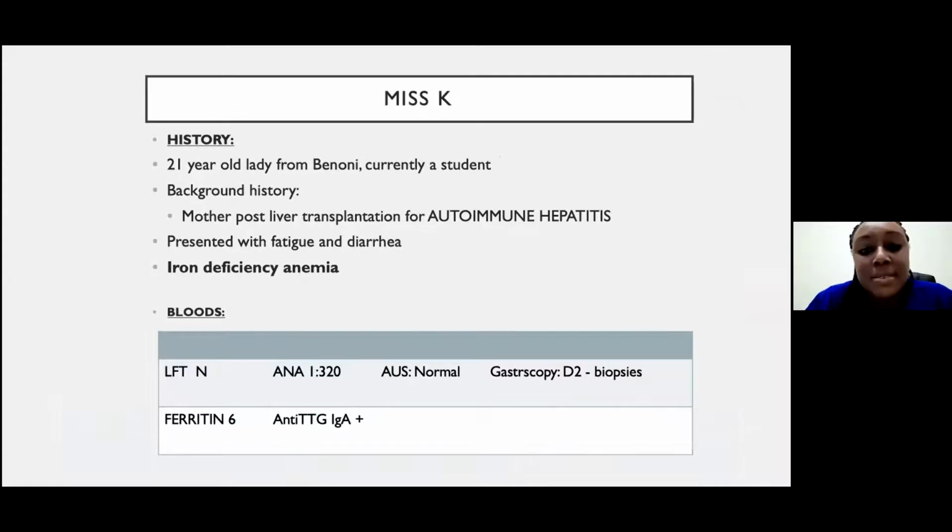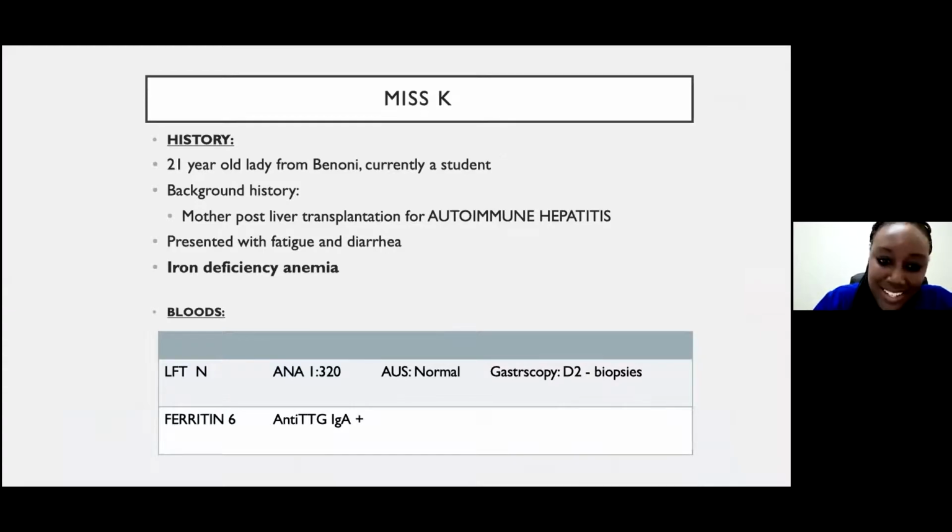Okay, our next case is Miss K. She's a 21-year-old lady from Benoni, currently a student. She has a background family history of her mom being a post-transplant patient for autoimmune hepatitis. She presented with vague symptoms of generalized malaise and fatigue and intermittent episodes of diarrhea. We did her iron studies, and it confirmed iron deficiency anemia.